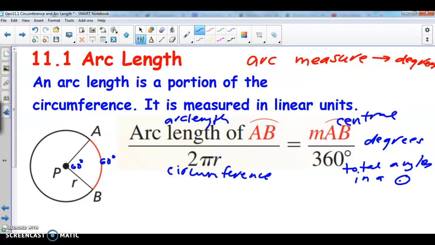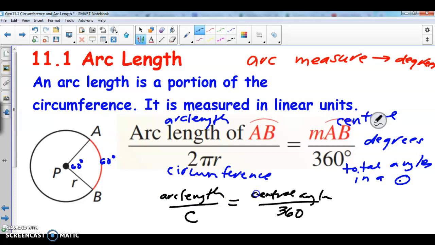So if you're going to rewrite this formula in another way, this is pretty much the same as arc length over circumference is equal to the central angle over 360. So simply put, we're going to get the ratio of the arc length over the entire circumference of the circle, which is similar to the ratio of the central angle over the total degrees, which is 360 in a circle.